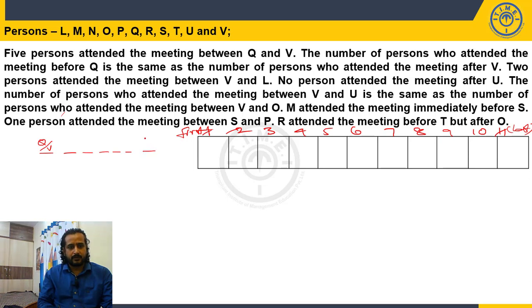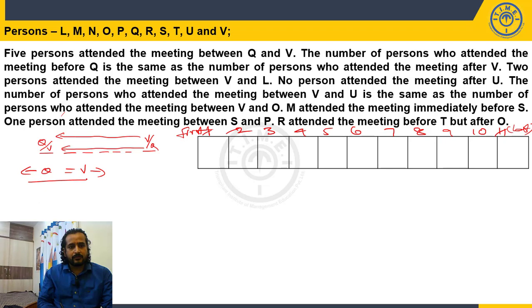5 persons. But among these two, who attended first, that we don't know. Q may have attended before V, or V may have attended before Q, that we don't know. But 5 persons attended between Q and V. Next, the number of persons who attended the meeting before Q is the same as the number of persons who attended the meeting after V. Again, what is given? Before Q is equal to after V.